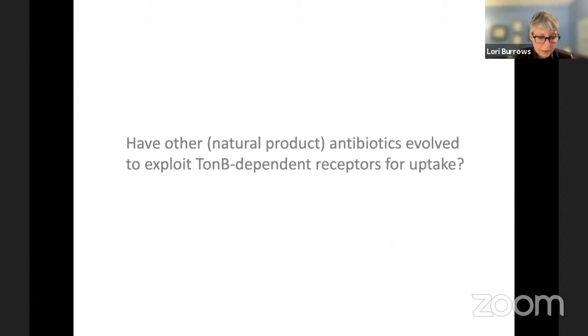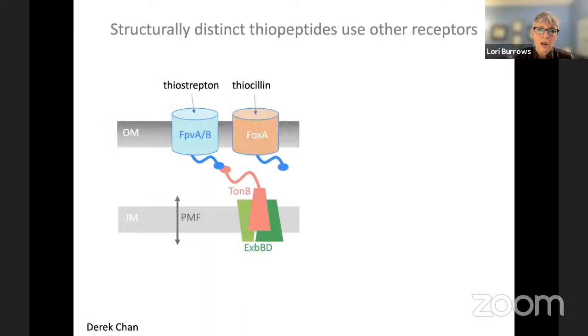This discovery made Derek, my student who's working on this project, wonder whether other thiopeptides or even other natural product antibiotics have evolved to exploit this class of receptors for their uptake. He showed, in work that I don't have time to show you today, that another thiopeptide called thiocillin also exploits iron uptake receptors, but not the pyoverdin ones.